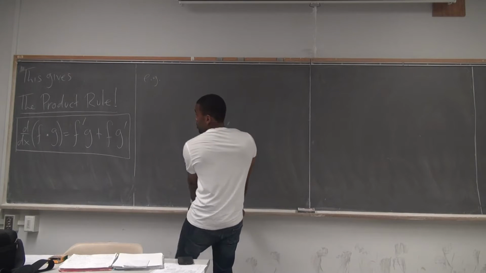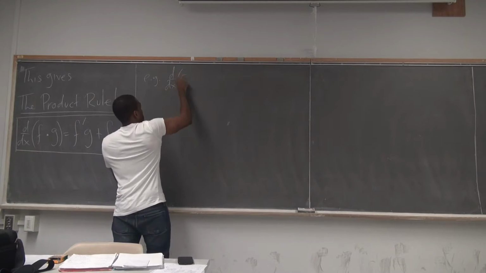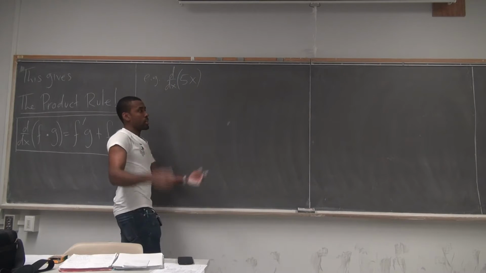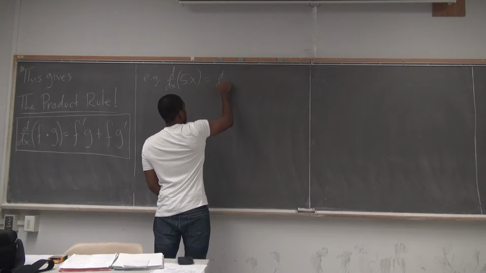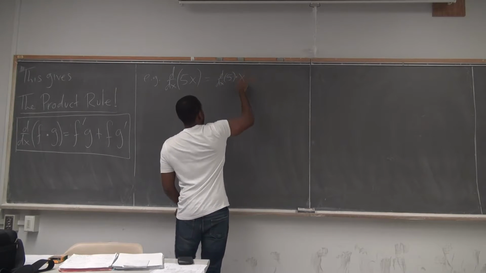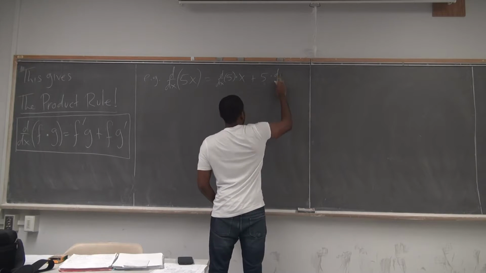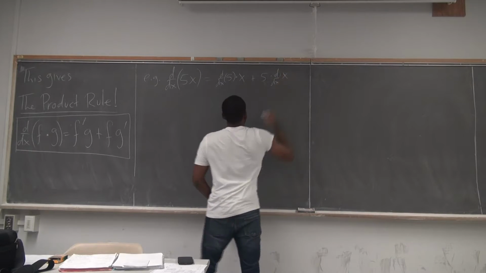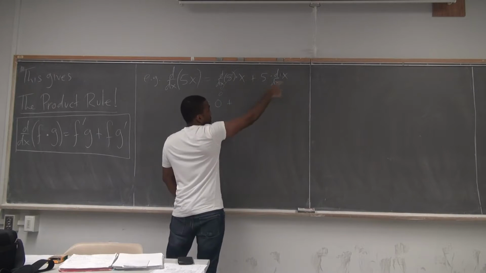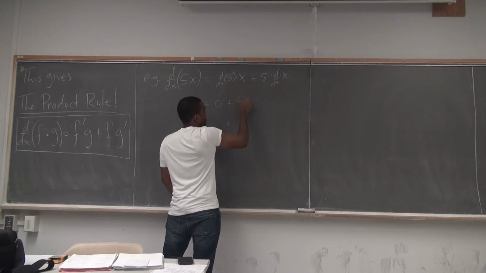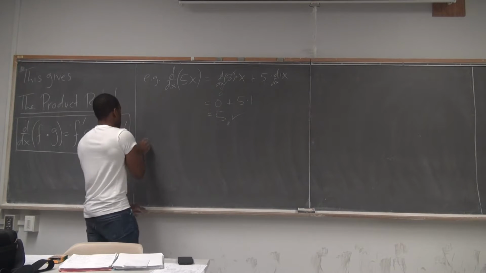Of course, let's do some easy examples, the one I mentioned before. So I wouldn't use the product rule here, but I could. This is just going to be the derivative of 5 times x plus 5 times the derivative of x. So I know the derivative of 5 is 0, so that's just 0. Plus the derivative of x is 1, so I get 5 times 1, and the answer is 5, which actually works out.